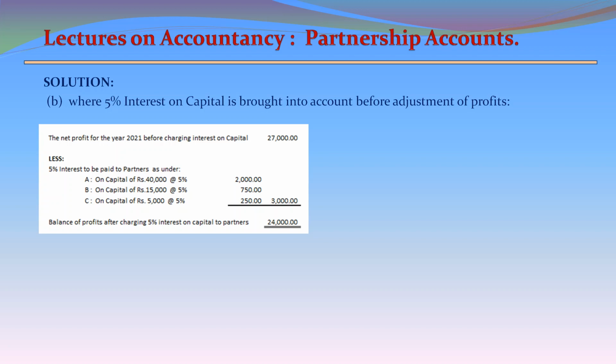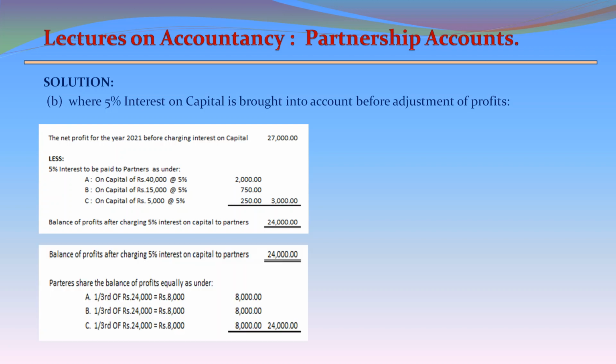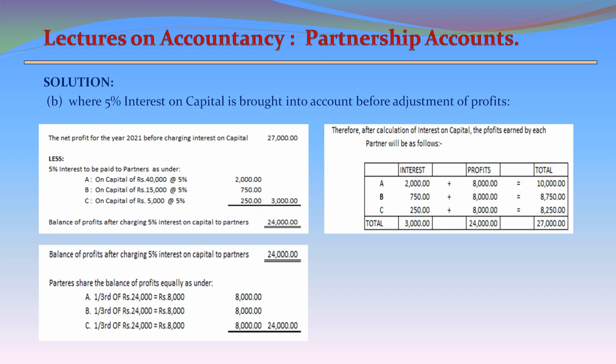Total interest 3,000 rupees. 27,000 minus 3,000, balance profits 24,000. And this profit is divided by 3 partners equally, A, B and C, 8,000 rupees each. Therefore, after calculation of interest on capital, the profits earned by each partner will be as follows.